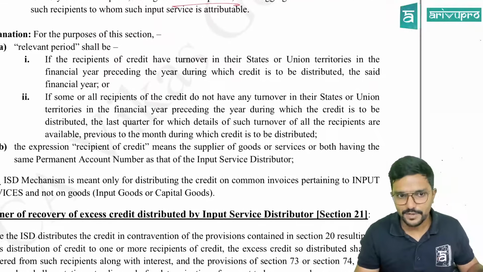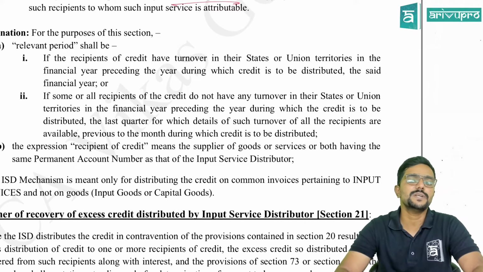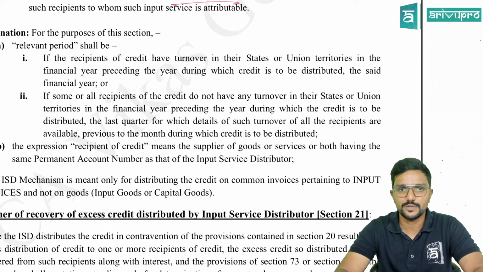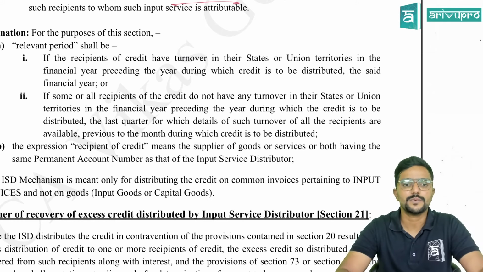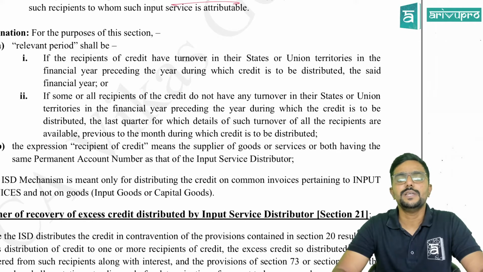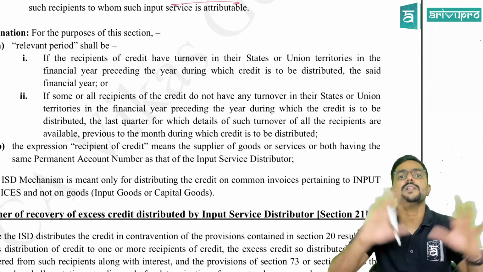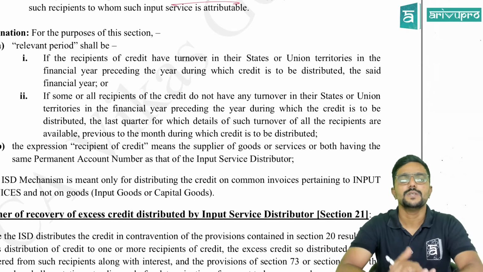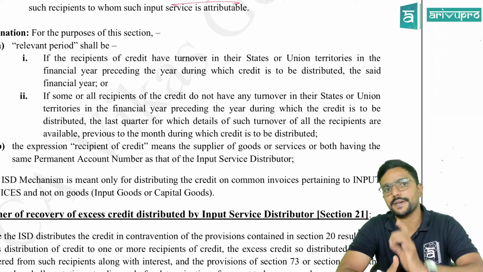So let me read this second point again. If some or all of the recipients of the credit do not have any turnover in their state or union territory in the financial year preceding the year during which the credit is to be distributed, that is, last year turnover is not available for all the branches or even for one branch, the last quarter for which details of such turnover of all the recipients are available. So whichever turnover you are taking, make sure that for that period the turnover is available for all the recipients. Okay. So the last quarter turnover will be taken as a basis to distribute the credit, guys.